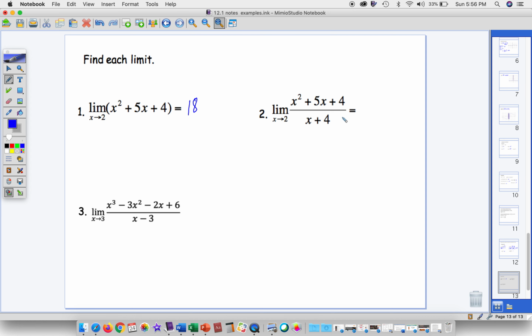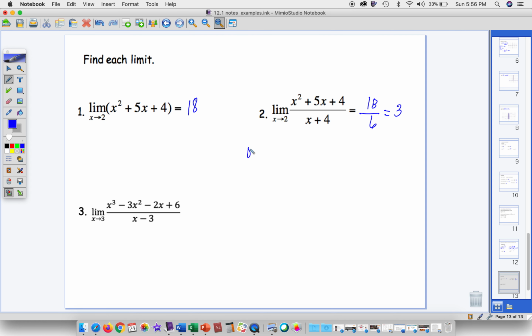Now here, the limit as x approaches 2, I can also do direct substitution. Okay, we already know this is 18. So the limit of x plus 4 as x approaches 2, that's 6, which gives me 3, okay, from the quotient.